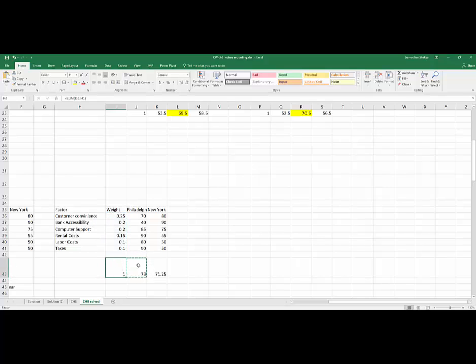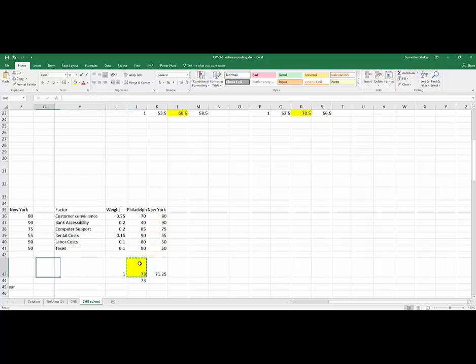Had they not been equal to 1, then instead of using 73 as such, the resulting number we would have used is 73 divided by the sum of weights. Now anything divided by 1 stays the same, therefore we need not do it. Okay. Now given these total weighted scores for Philadelphia and New York, Philadelphia is a better choice.